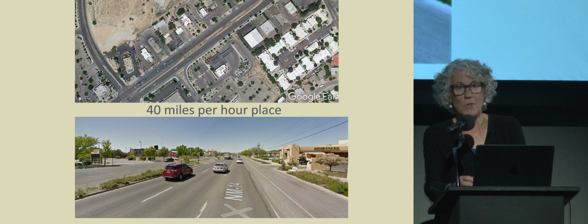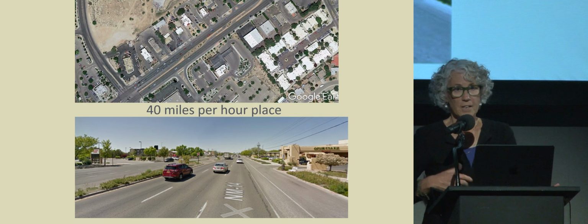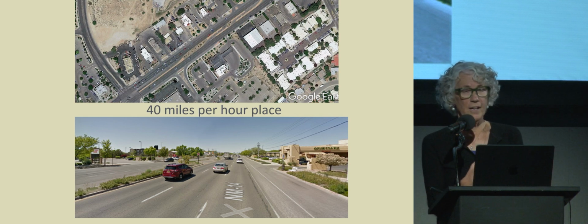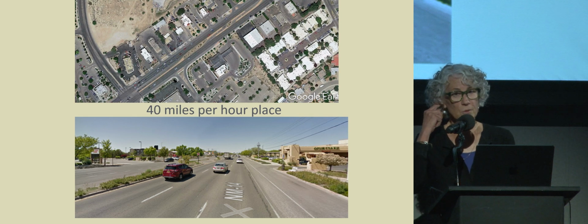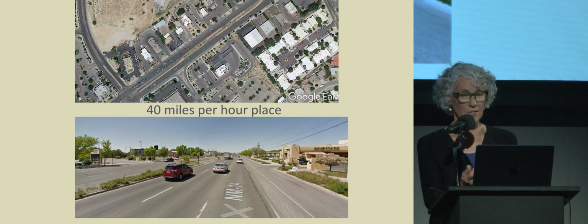And so in the process you're just pushing everything farther and farther apart, and you end up with these places that are really designed for cars, what I call a 40-mile-an-hour place, where it doesn't really matter what things look like, because you're driving in a car so fast that you don't actually see it.